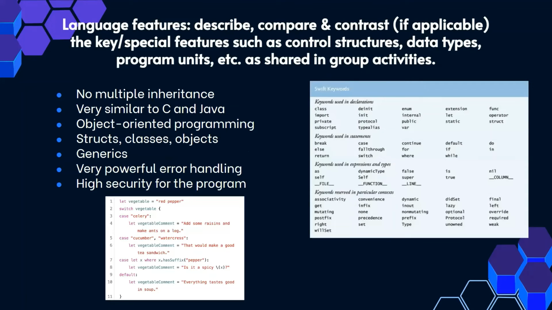So a couple of the language features listed here are no multiple inheritance. What I mean by that is, you can still have inheritance of an object, so it can inherit from another class. However, you cannot do it twice. You can't have that inherited object be inherited by another object. So you can only have objects inherit once.